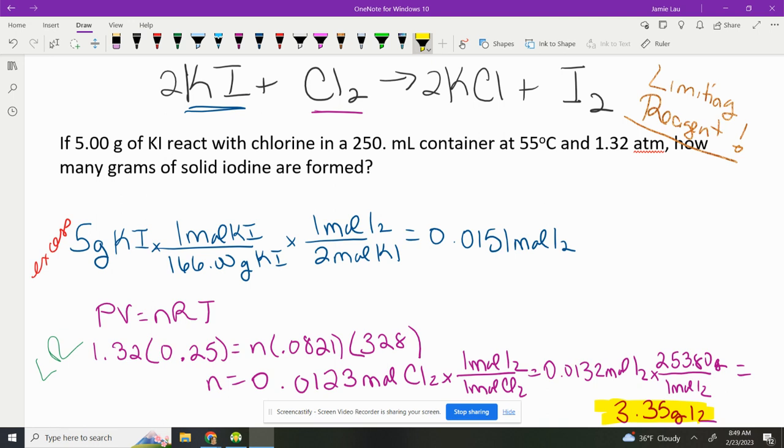So I took my 5 grams of potassium iodide, divided by 166 to give me my moles of KI, divided by 2 to get moles of iodine. That gives me 0.0151 moles of iodine. And if you do that, you would end up with 3.82 grams roughly.